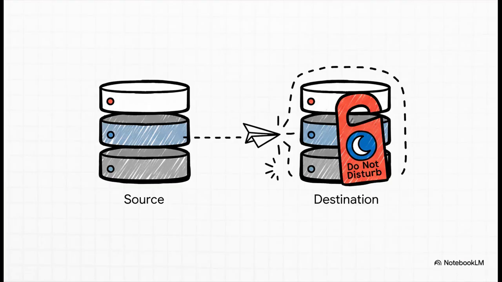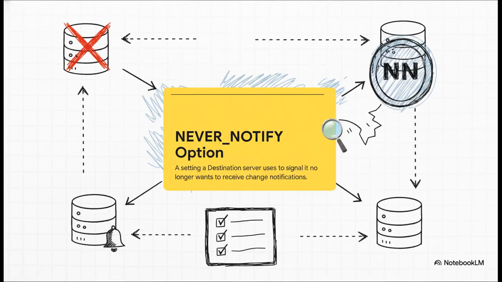So, let's throw a wrench in the works. What if a destination server just decides it doesn't want instant updates anymore? Well, it can basically put up a big digital do not disturb sign. How does it do that? Well, there's a specific setting called the never notify option. When this little flag is set on a connection, the destination is essentially telling the source, hey, thanks, but no thanks. Don't bother calling me with updates anymore.